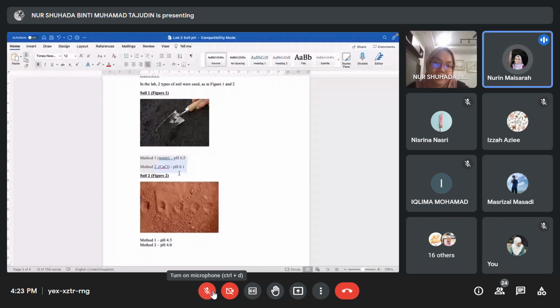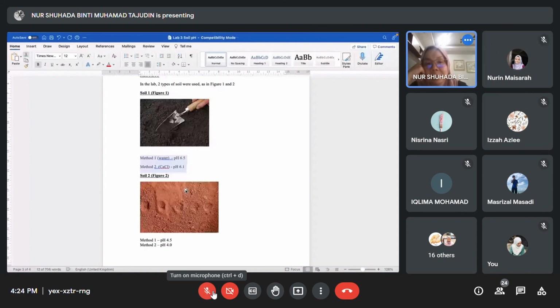Yang saya faham macam ni. Yang method tu punya pH tu dia lagi acidic sebab method 2 kan? Aha, yang guna method 2 tu lagi tinggi acidity dia sebab calcium tu dia dah ganti H plus. So H plus tu dah release to the soil solution. So yes, lagi banyak H plus, sebab tu bacaan pH dia lagi rendah berbanding dengan method 1. Betul, it's very very correct.